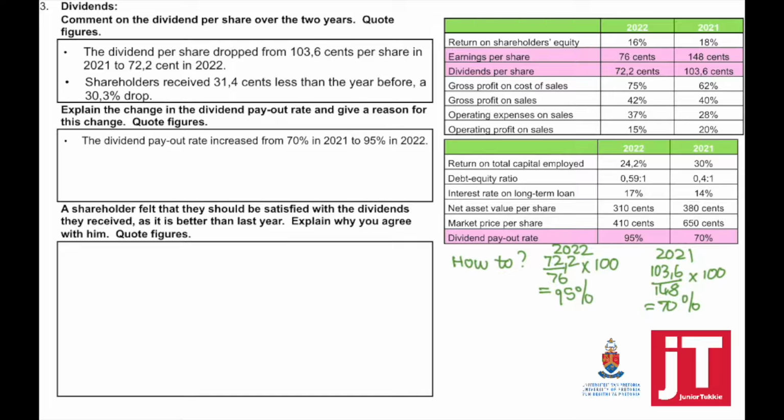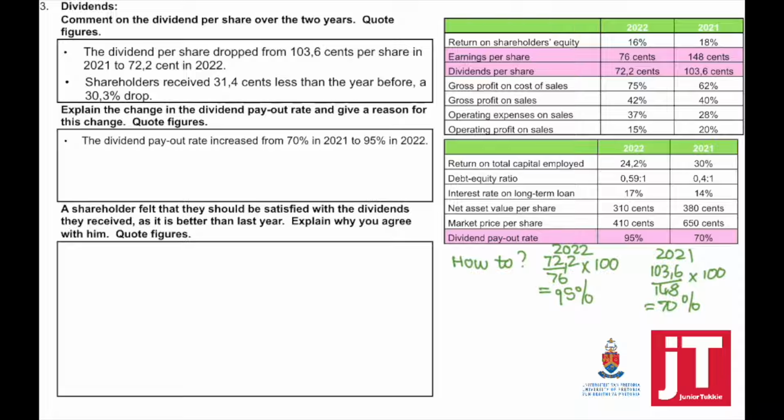If we look at 2021, we take the dividends per share divided by the earnings per share. Percentage means we need to times it by 100. When we look at 2022, we take the dividends per share divided by the earnings per share. So if we're looking at the dividend payout rate and we compare last year with this year, there was an increase from 70% to 95%.